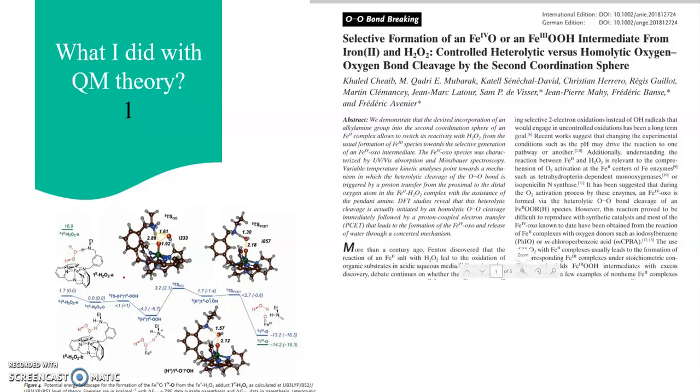So in this paper we try to reveal whether this iron(IV) system or iron(III) system is better at controlling the heterolytic versus homolytic oxygen bond cleavage. By using quantum mechanics theory, because this is at the atomic scale, to reveal it we need to use a quantum theory, where computational chemistry is one part, to reveal the properties of the system.